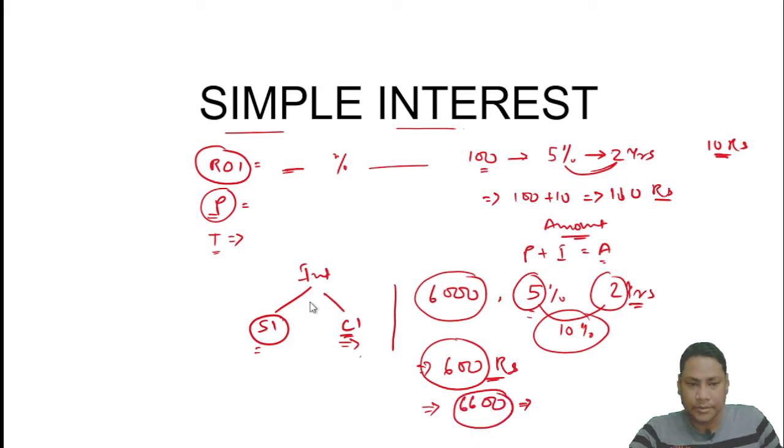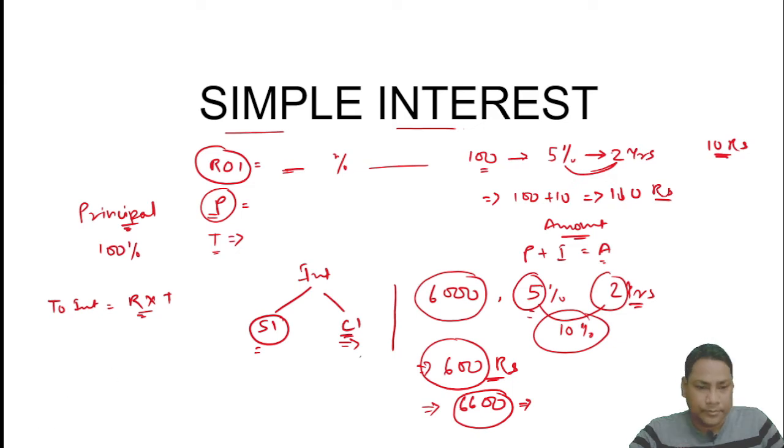This is the amount. So from here we have understood that the principal is 100% and total interest becomes rate of interest into time. So let us move to another slide.